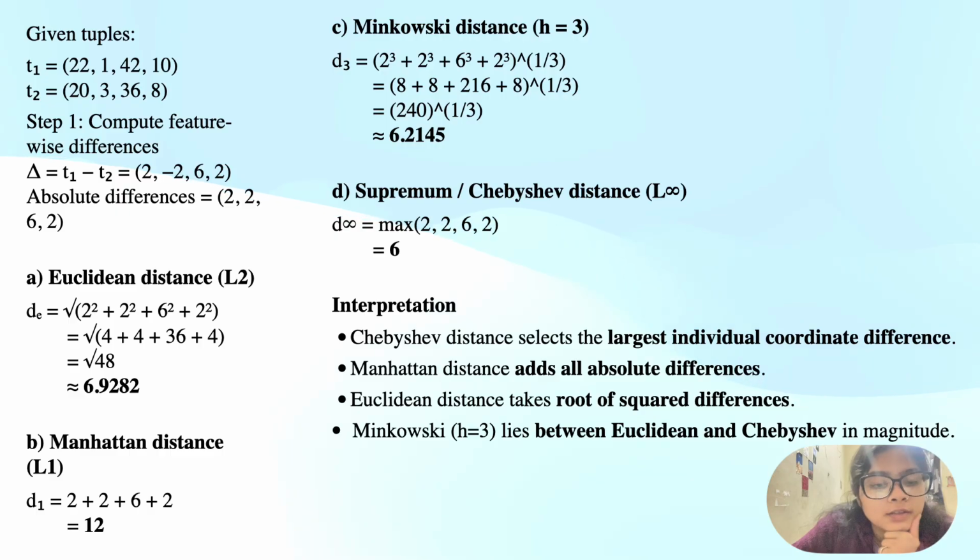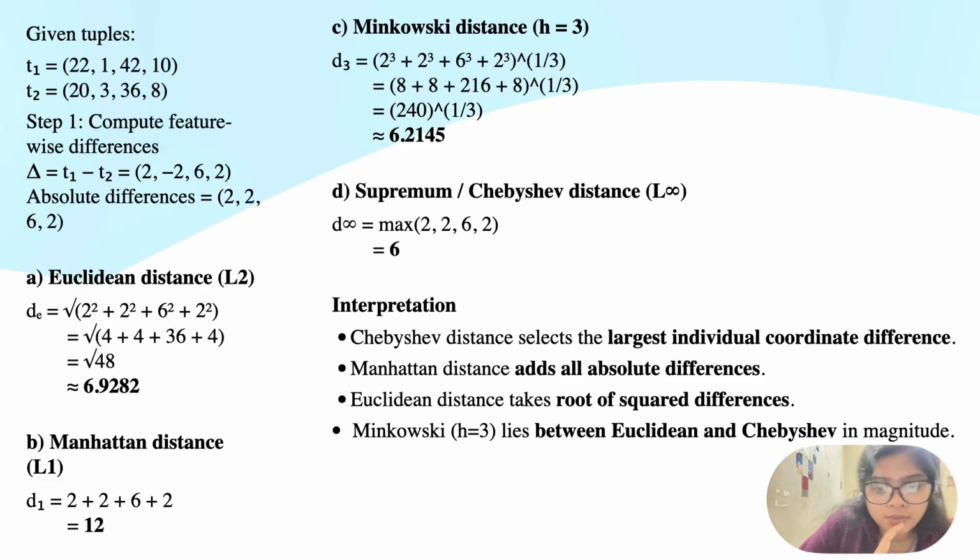And the answer is calculated to be 6.2145 approximately. For supremum or Chebyshev distance, we calculate the maximum value among the tuples. We identify the maximum value among the tuples after computing the feature-wise difference. So the supremum distance selects the largest among the individual coordinate differences.